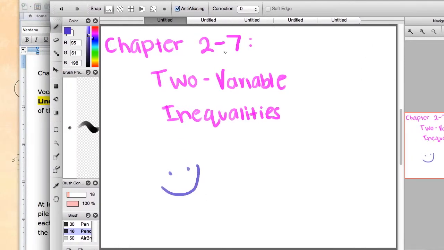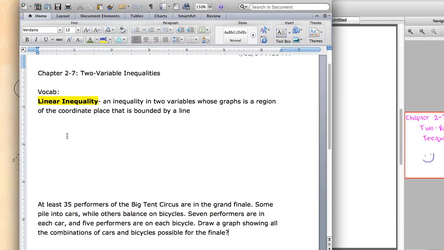Okay, so like in my last video, I had the vocab. Thankfully, there's only one this time. So we have linear inequality, which is just like an inequality with two variables whose graph is a region of the coordinate plane that is bounded by a line. So literally, the whole thing with y is greater than or less than or equal to, like that, or x, like that. That's mainly what we're working with.